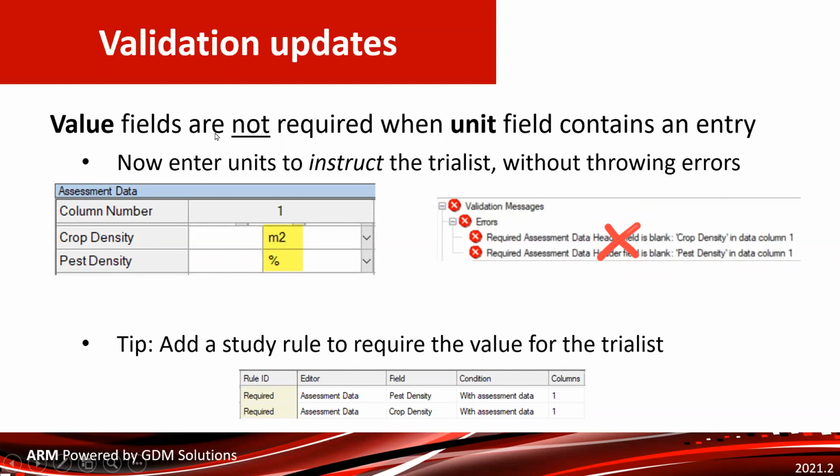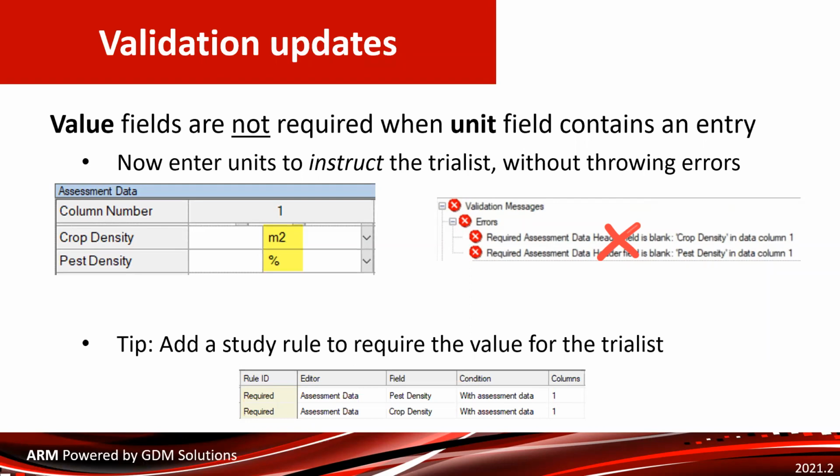And we made it so that the value field is not required only because the unit field has a value. Again, not for every single pair of value and unit, but ones that logically would make sense, where you may want to instruct the trialist what to use. So now you'll be able to do this. You can put in a unit and you will not get any of these errors.